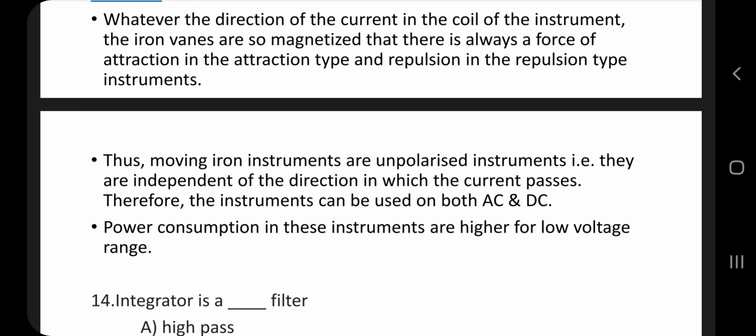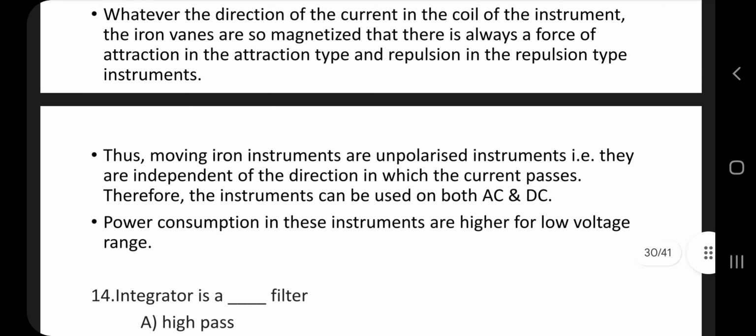Therefore, the instruments can be used on both AC and DC. Power consumption in these instruments is higher for low voltage range. Question number 14. Integrator is a dash filter.